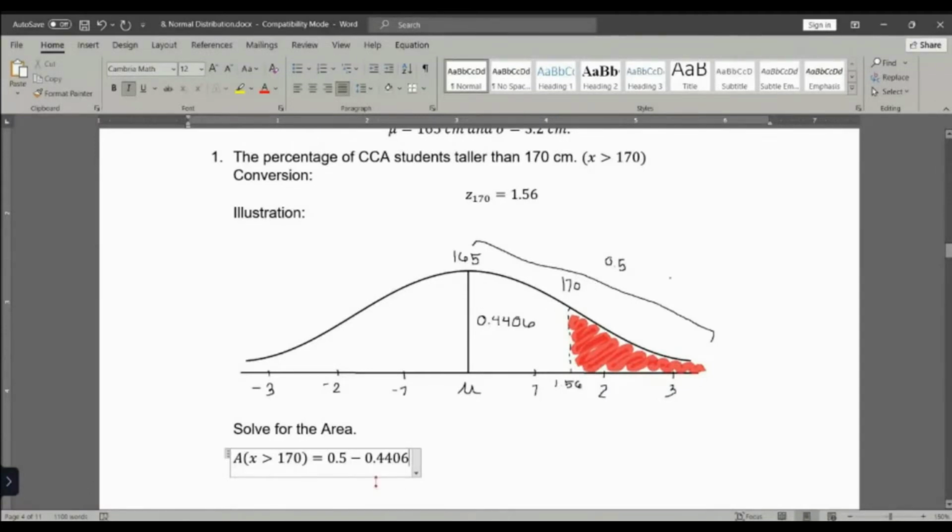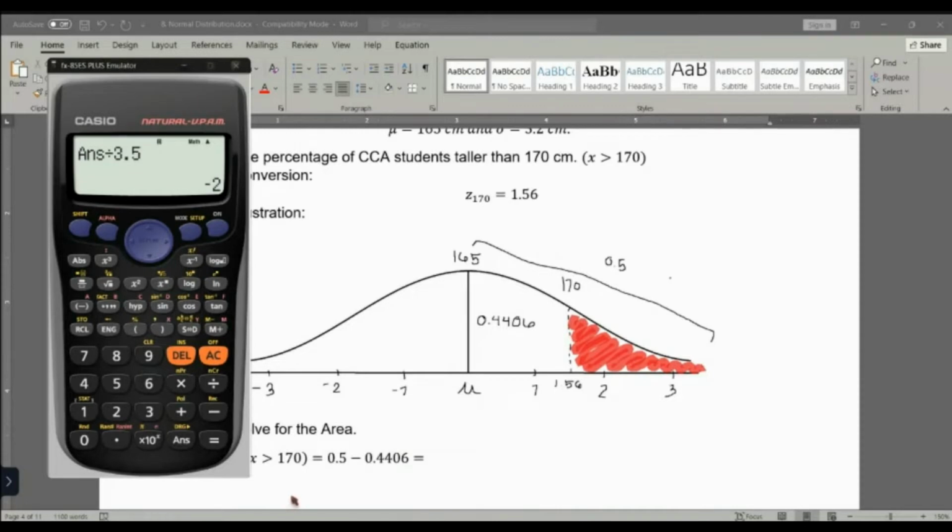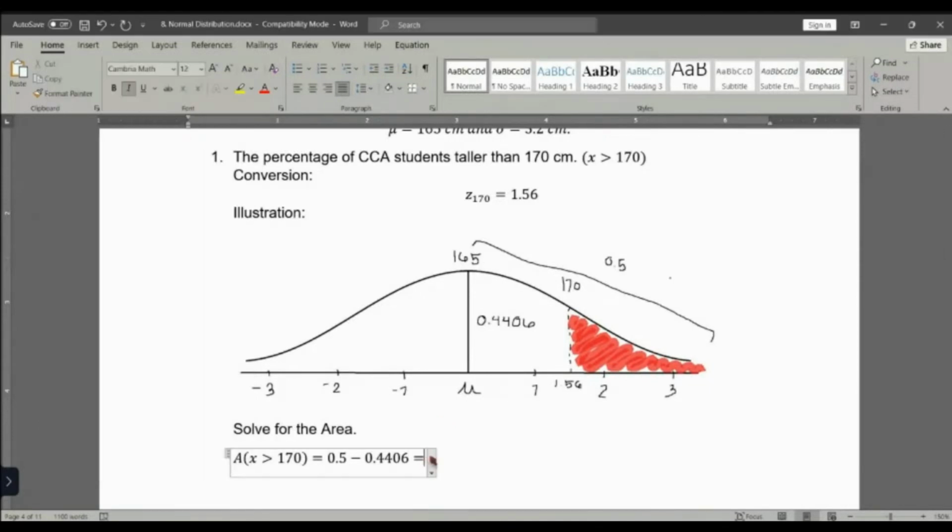Okay? Pero that is another way of solving, no? Tama pa rin naman yung solution ni Hannah. Pero this is shorter nga lang. Okay, this is shorter method. 0.5 minus 0.4406, and then you'll now have your area. 0.0594. Okay, you now have the area.